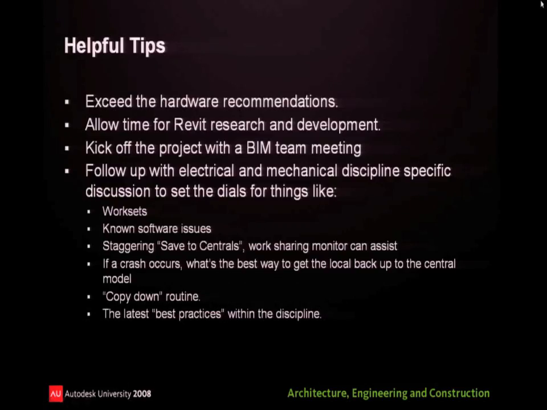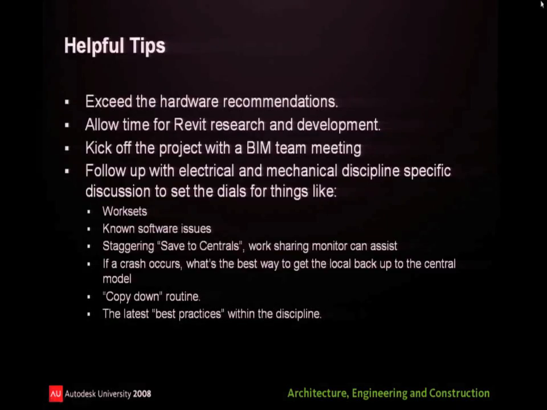Talk about staggering your save to central. Use a workshare monitor, if you have that, to see who's saving to the central at each time, and then wait so you can save after they're done. This is an important one: talk about what happens if it crashes. Don't try to be a hero and say, it crashed on me, I'm going to throw it right back up there. No, let's talk about what the process is if we do have a crash. Who's that person that's going to fix it and get the central model better?